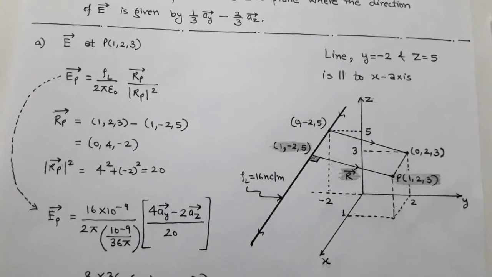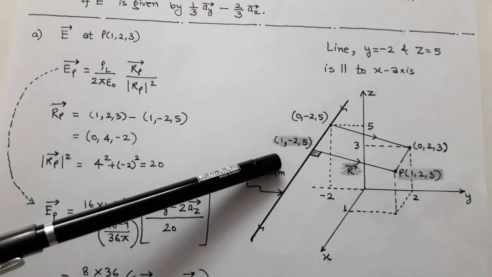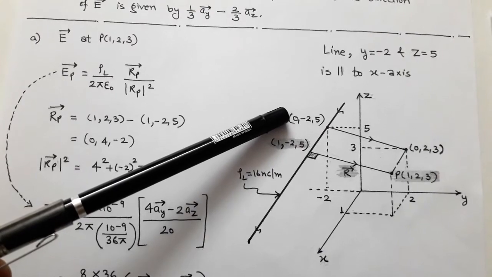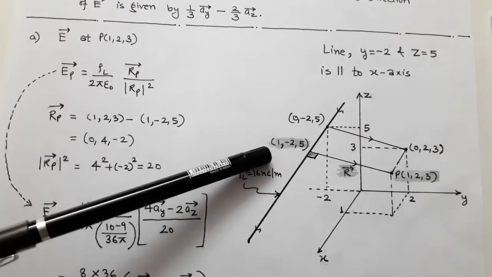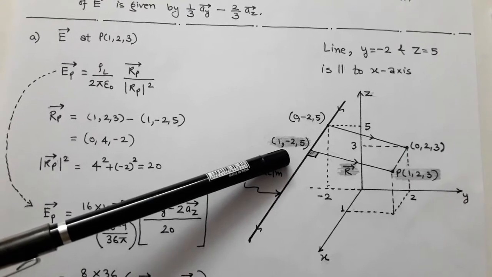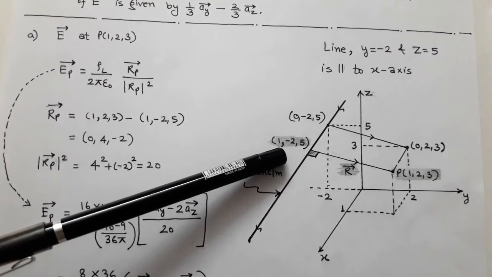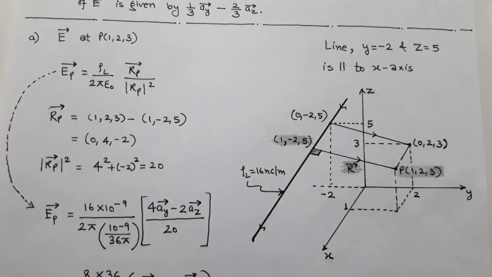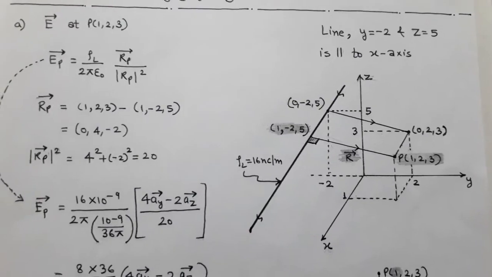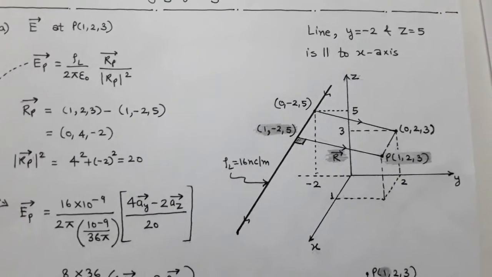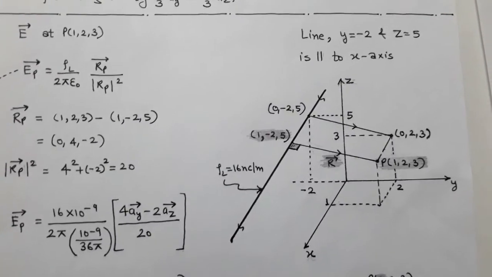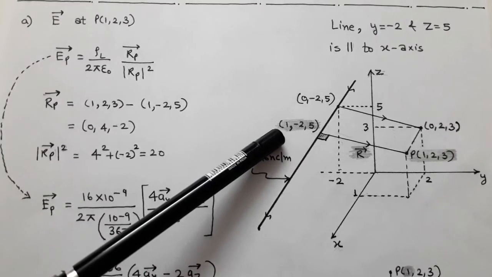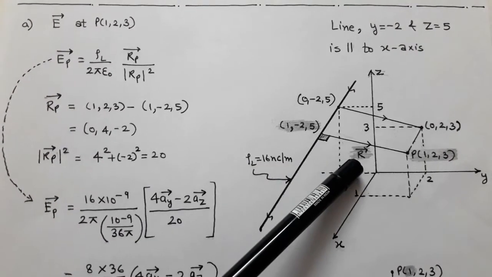So on the YZ plane the point is 0, -2, 5. To make a perpendicular, the point on the line is 1, -2, 5. That means we make the x coordinate the same. So we simply draw a perpendicular from point P having coordinate 1, 2, 3 on this line, and that line has a point 1, -2, 5.